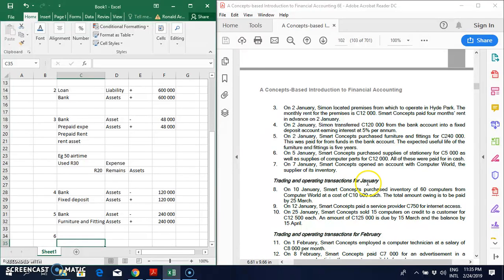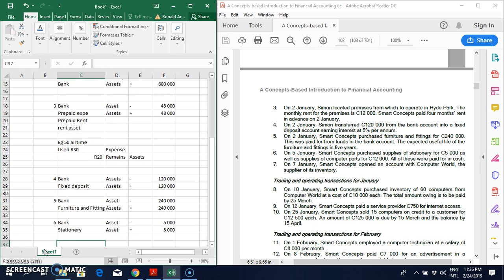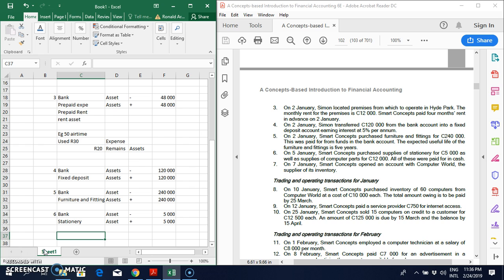We move to transaction number 6. It says on the 5th of January, Simon Smart purchased supplies of stationery for 5,000 rand, as well as supplies of computer parts for 12,000 rand, and again all of these were paid in cash. So we know we paid for it, so the bank account is involved, an asset decreasing. Now we can do this separately, so we say we paid 5,000 rand, and that payment was for stationery. We know that stationery is also an asset increasing with 5,000. Remember, if you purchase stationery, it's an asset. Once you use it, then it becomes an expense.